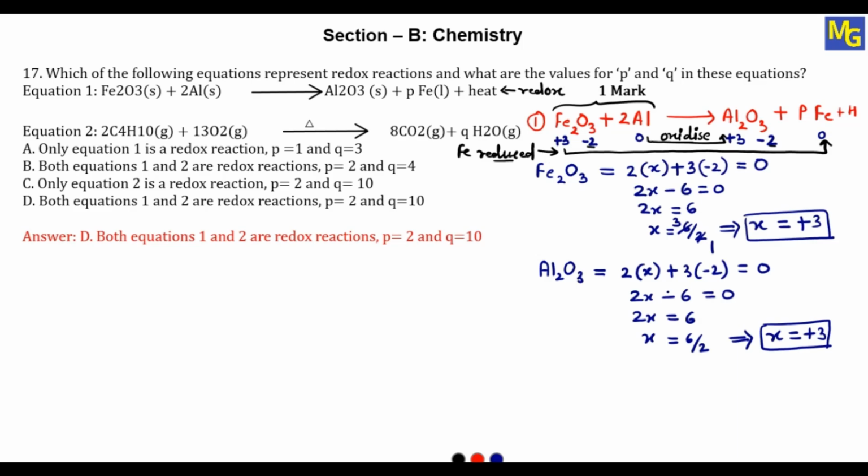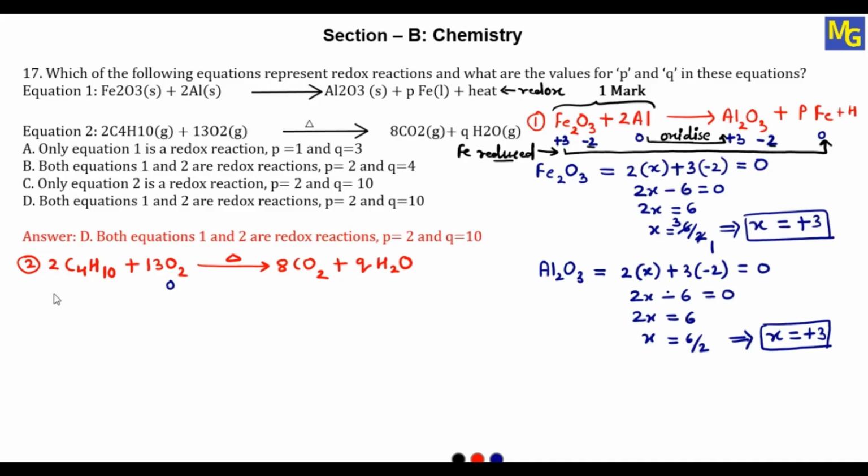Now we will see equation 2 and then we will go for balancing. So I'll write here equation 2. So equation 2 is 2C4H10 plus 13O2, which undergoes combustion, gives 8CO2 plus we have to find out H2O. So this is the reaction. Now again in this we will find out the oxidation states of all. So here if you see oxygen, it is in the pure state, so 0. Here we have 0 oxidation state.